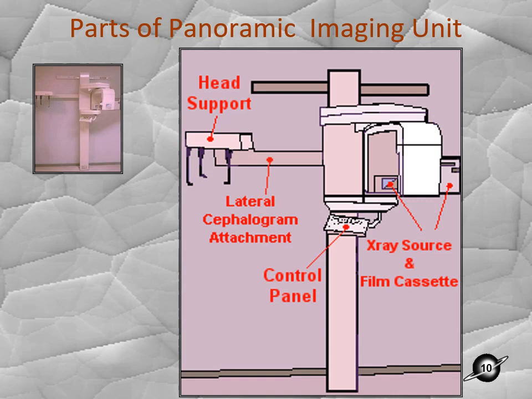Parts of an OPG machine: it has a control panel. The control panel usually has all the exposure factors like kilovoltage, milliamperage and exposure times. And it has a gantry where the patient is positioned, which is seen in the image on the right hand side. On the gantry, one side has an X-ray source, the other side we have a film cassette. And most OPG machines have a lateral ceph attachment, which is seen in the image on the left hand side.